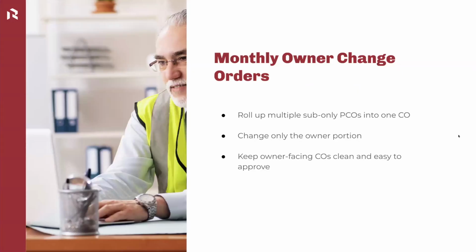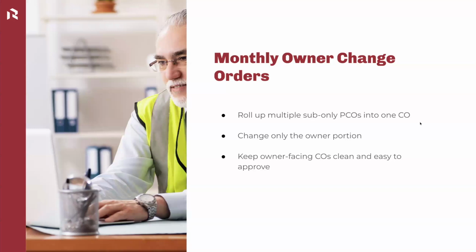All right, next is going to be our monthly change orders. So we'll want to roll up our monthly sub-only PCOs into one change order, and then give that to the owner. That helps eliminate the need for multiple PCOs or change orders for all the different line items you may have, and condense that into one monthly cadence, so it doesn't overwhelm your owner.